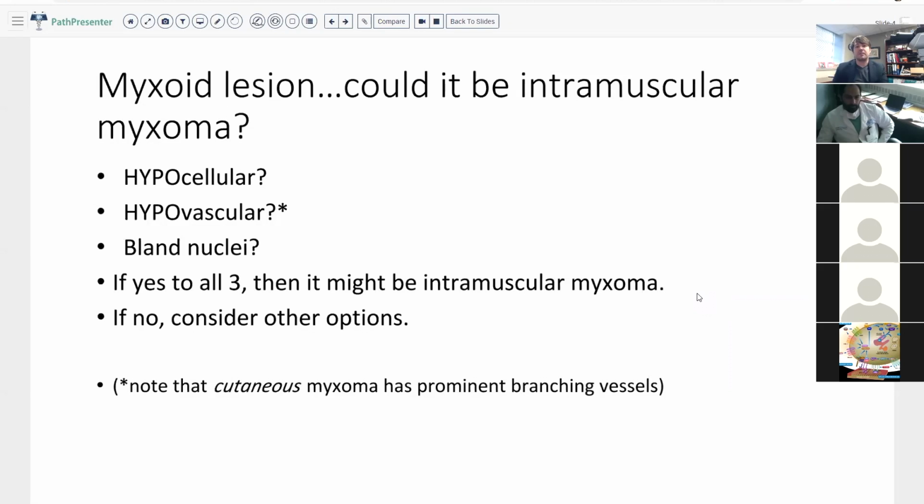And so I think it's an important pitfall to know about. These are the general rules that I go through in my head: if any of those things aren't true, then I have to stop and think, I don't know about the idea of myxoma. I bet this is something else. And like we already talked about, cutaneous myxomas, of course, do have prominent vessels, but they shouldn't have atypia and they shouldn't have really cellular areas.